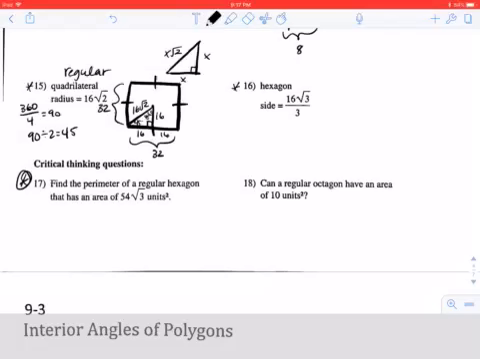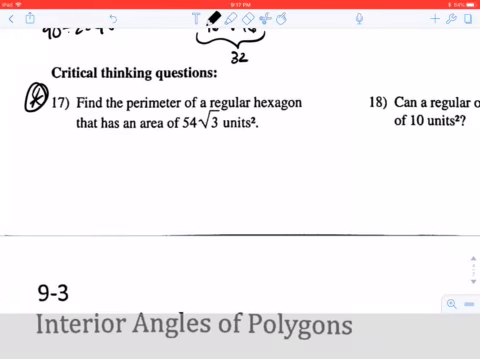Y'all ready for 17? Because it's going to be fun. Okay, you got to stay with me on this one. Here we go. Find the perimeter of a regular hexagon that has an area of 54 square root of 3 units. So the area is given, don't know the perimeter. What? Okay. We can do this.